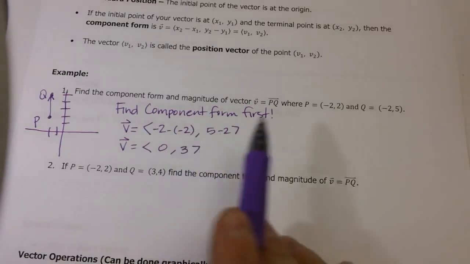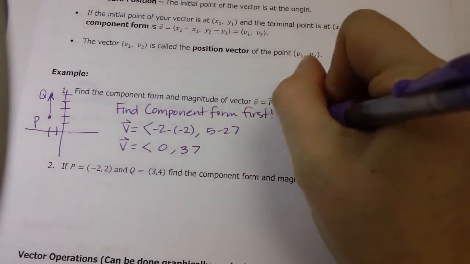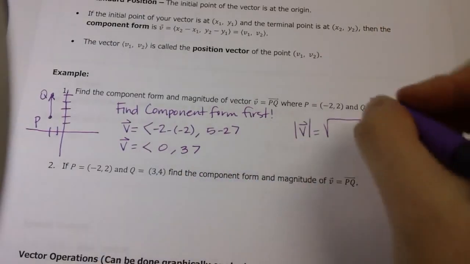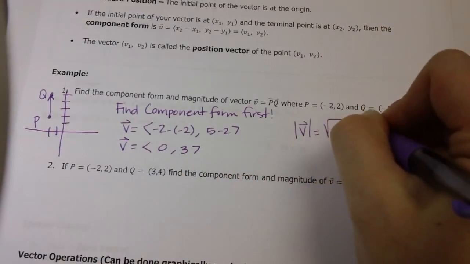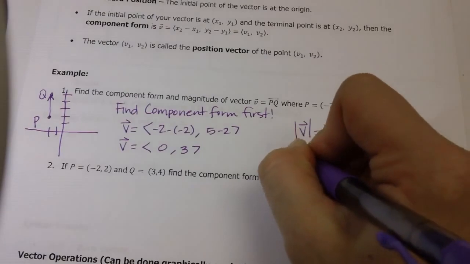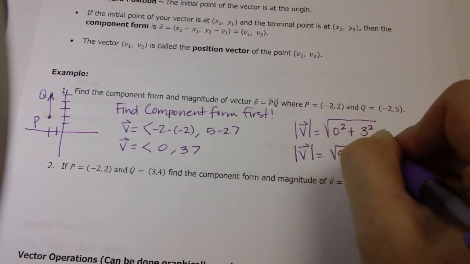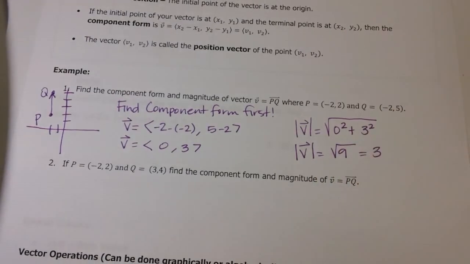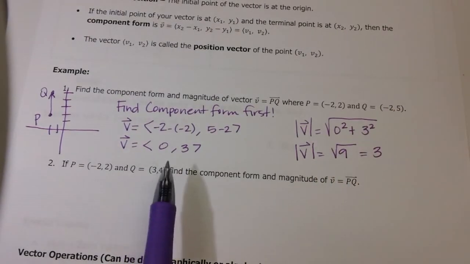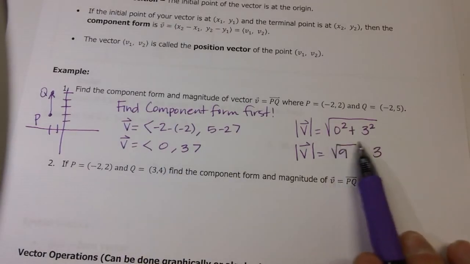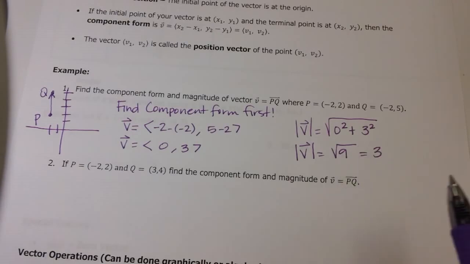Then, to find the magnitude, all we have to do is basically take the square root of our first term squared plus our second term squared. So in this case, we would have a magnitude of the square root of 9, which is 3. Okay? So if we put it in component form first, finding the magnitude is going to be a lot easier since you don't have to subtract your values. You can just square both of them and then take the square root. Okay? All right, why don't you try number 2 by yourself?